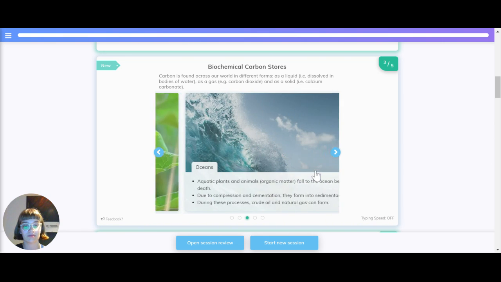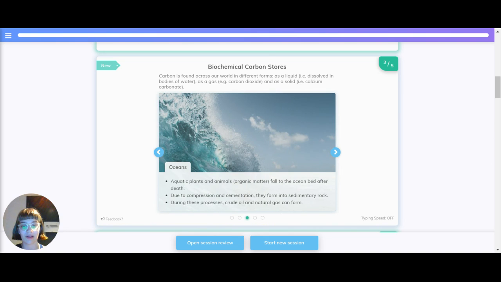Oceans. Aquatic plants and animals, organic matter, fall to the ocean bed after death. Due to compression and cementation, they form into sedimentary rock. During these processes, crude oil and natural gas can form.